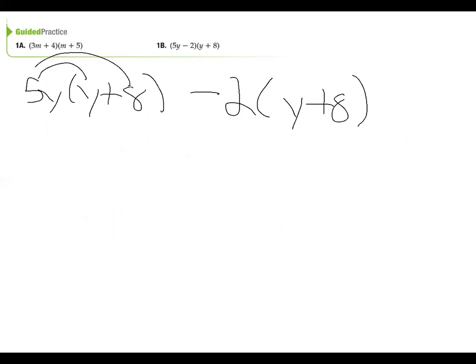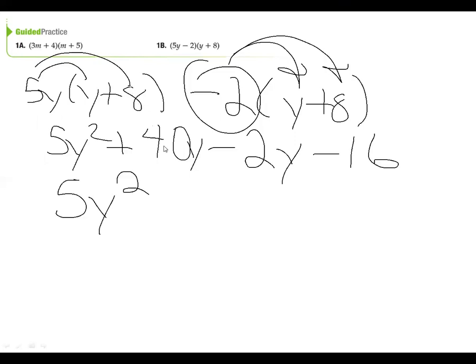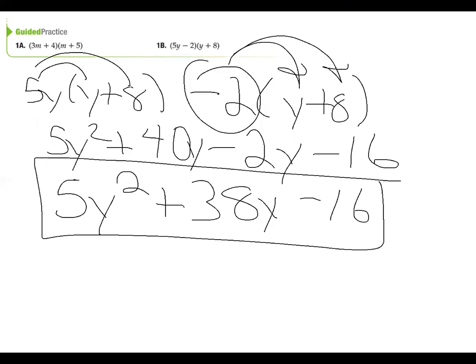So distributing here gives you 5y squared plus 40. And here you got to take the sign with it. So negative 2 times the y plus 8 would be negative 2y minus 16. I forgot to put the y on the 40 there. When you distributed the 5y to the 8, you should have got 40y. So that would be 5y squared plus 38y minus 16. And that's your solution there.